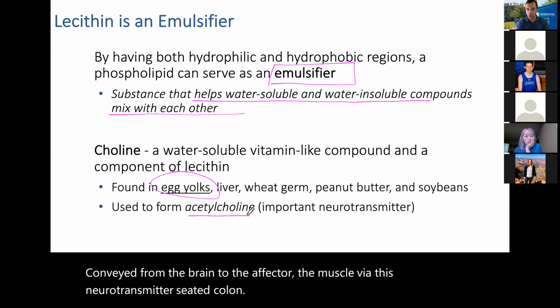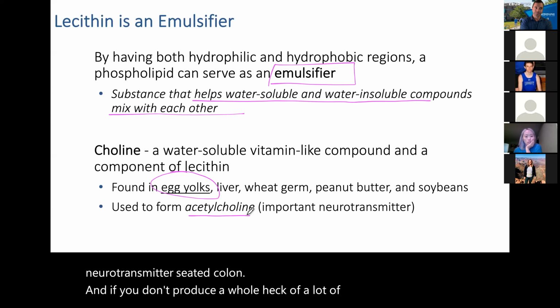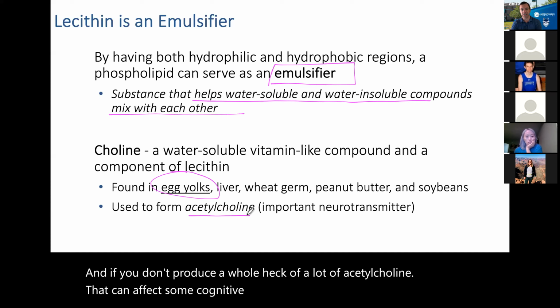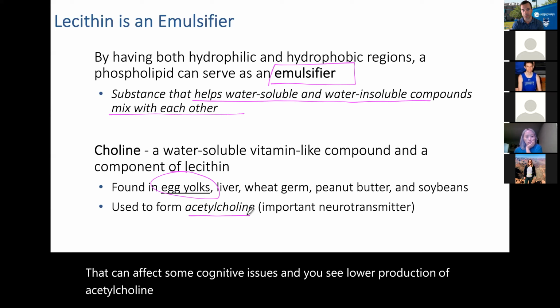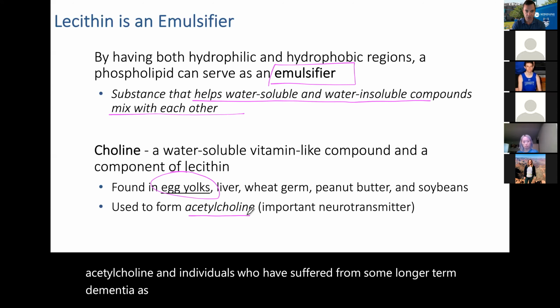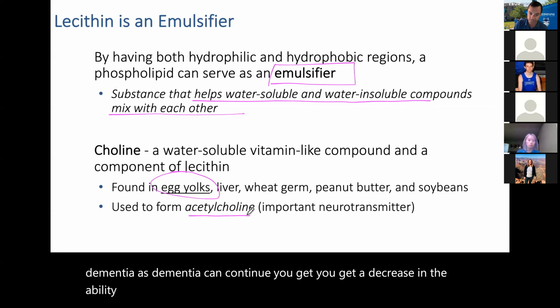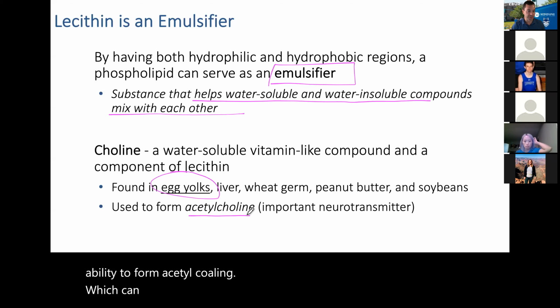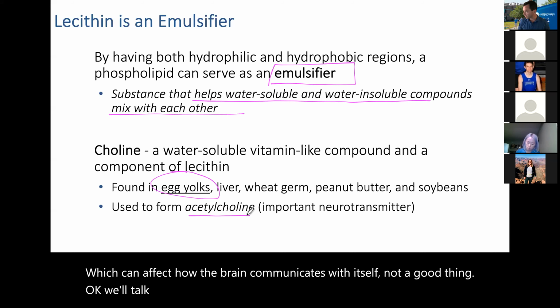And if you don't produce a whole heck of a lot of acetylcholine, that can affect some cognitive issues. You see lower production of acetylcholine in individuals who suffer from some longer term dementia. As dementia continues, you get a decrease in the ability to form acetylcholine, which can affect how the brain communicates with itself. Not a good thing. We'll talk about dementia later in the semester.